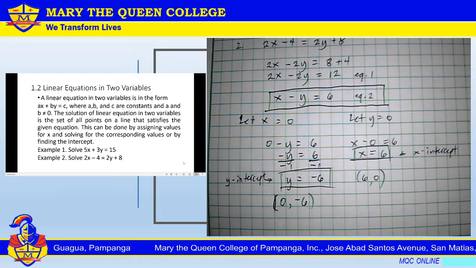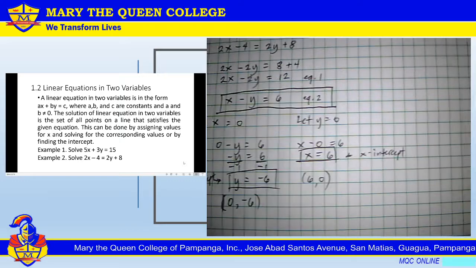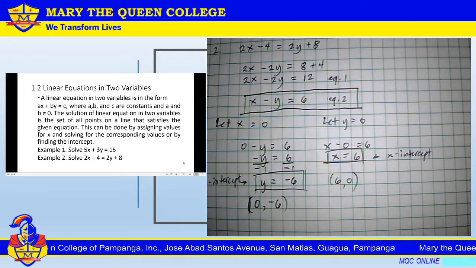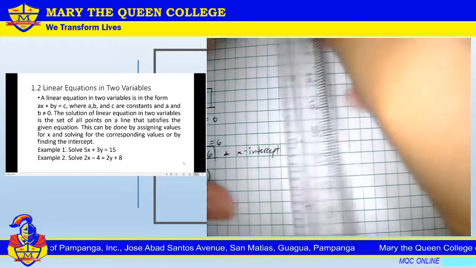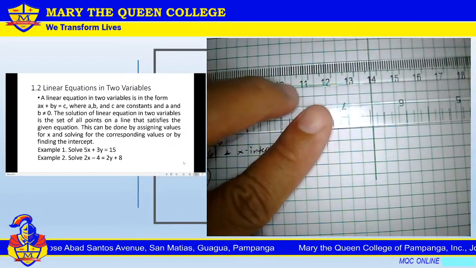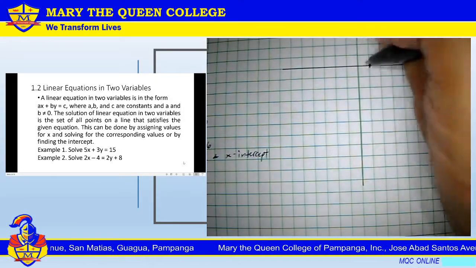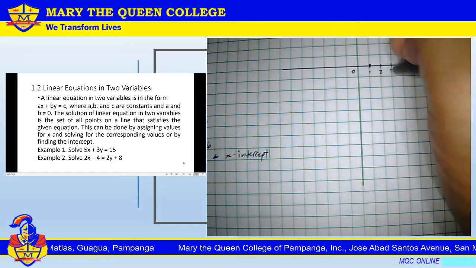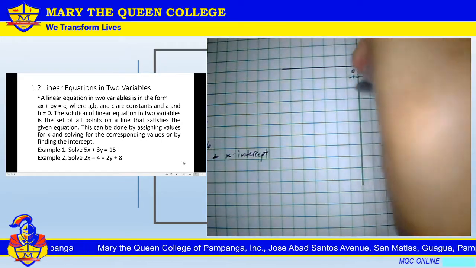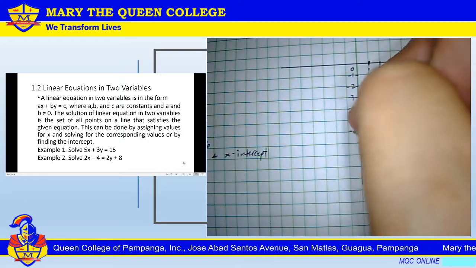So our next step is how to graph this linear equation in two variables. If we will graph this one, we have to create a Cartesian plane. Remember the set of points we have: 0, negative 6, and 6, 0. From here, we can create the Cartesian plane and use some scales. So if this is 0, this is 1, 2, 3, 4, 5, 6, 7. This is negative 1, negative 2, negative 3, negative 4, negative 5, negative 6, negative 7.